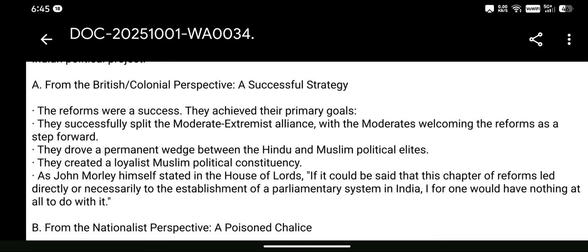They successfully split the moderate-extremist alliance, with the moderates welcoming the reform as a step forward. They drove a permanent wedge between the Hindu and Muslim political elites. They created a loyalist Muslim political constituency. As John Morley himself stated in the House of Lords, if it could be said that this chapter of reforms led directly or necessarily to the establishment of a parliamentary system in India, I, for one, would have nothing at all to do with it.